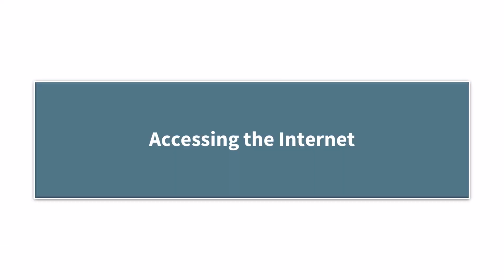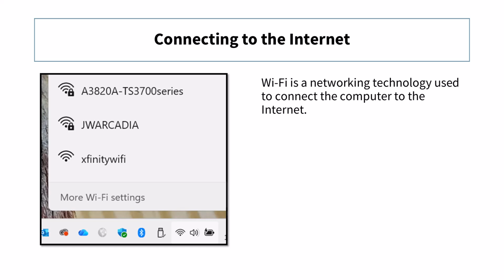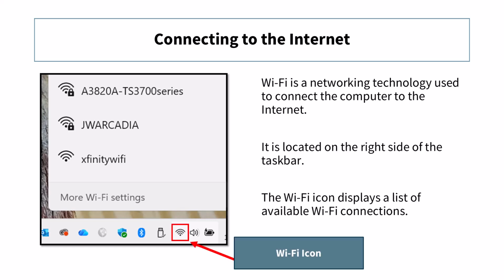Now that you understand the basic operations, it's time to access the Internet. But first, we need to connect to the Internet. We connect to the Internet using Wi-Fi, which is a networking technology designed for this purpose. As shown in this image, the Wi-Fi icon is located on the right side of the taskbar and displays a list of available Wi-Fi connections.